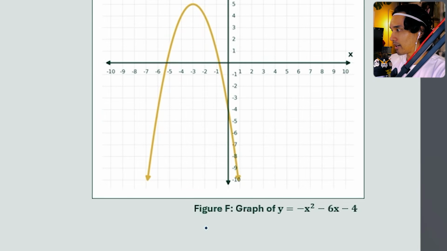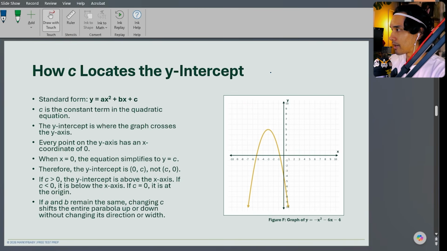If I zoom in here during post-production, you see y equals -x squared minus 6x minus 4. Again, I would make all these 0, and then I would get y is equal to -4, right? So then my y-intercept is 0, comma, -4. That's really all I want you to get from this slide. Moving on.